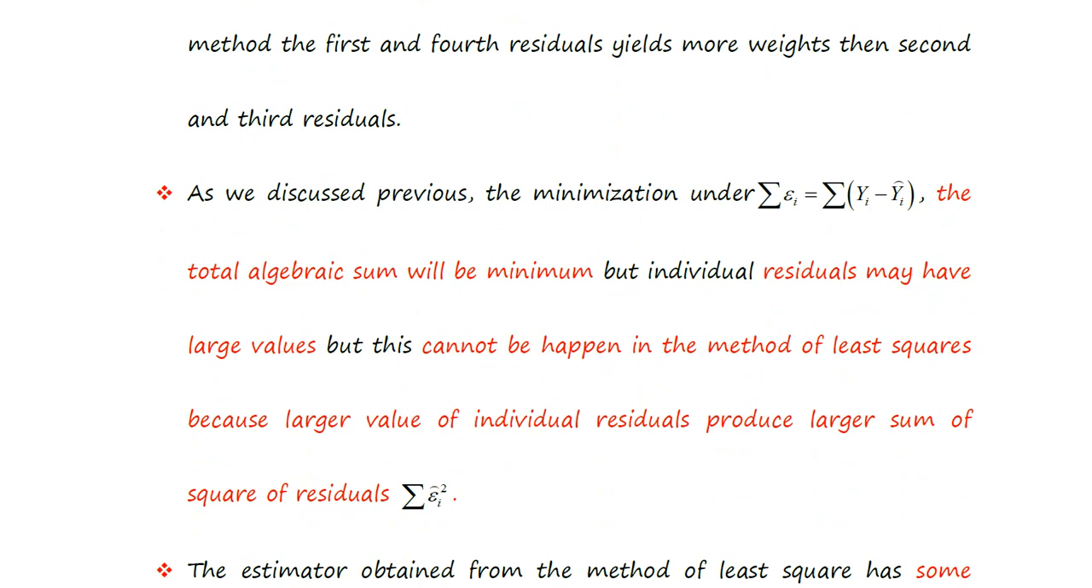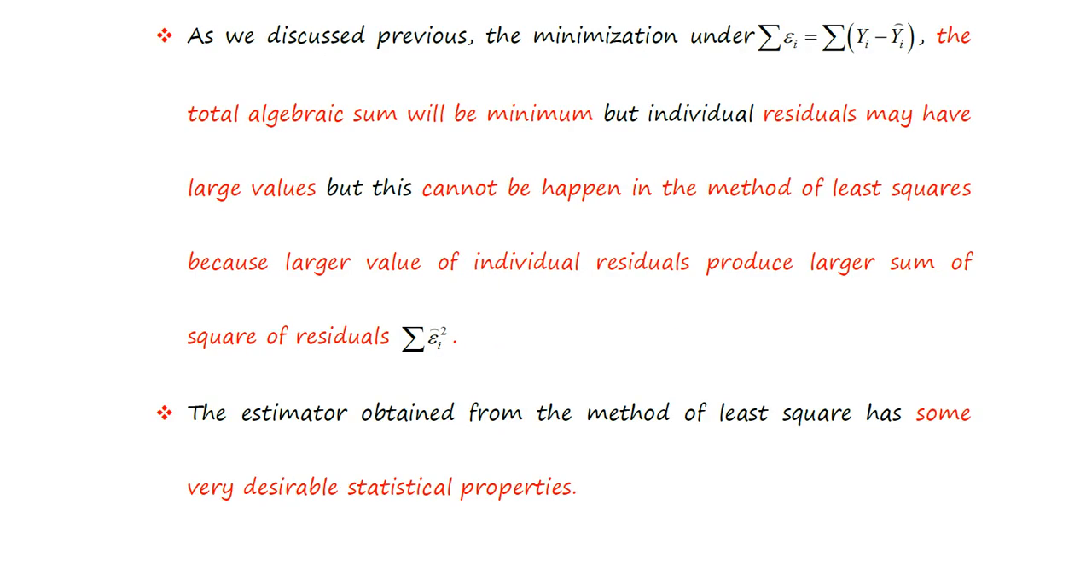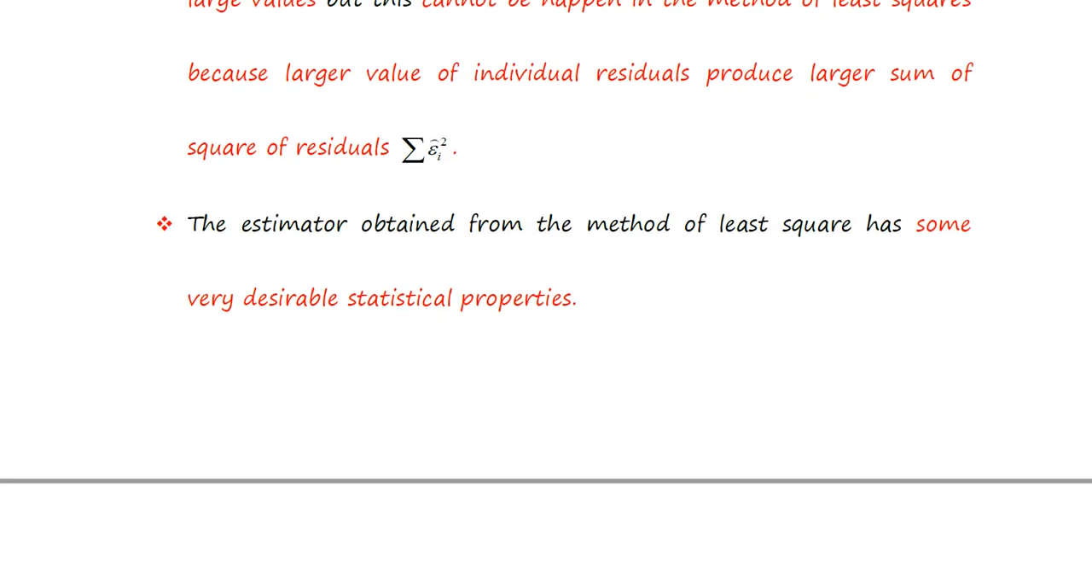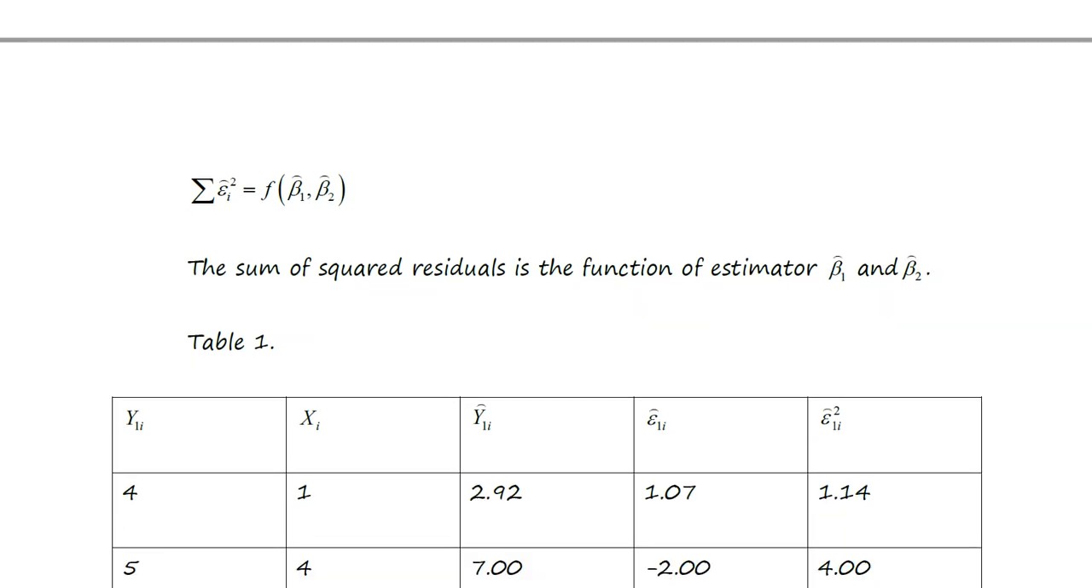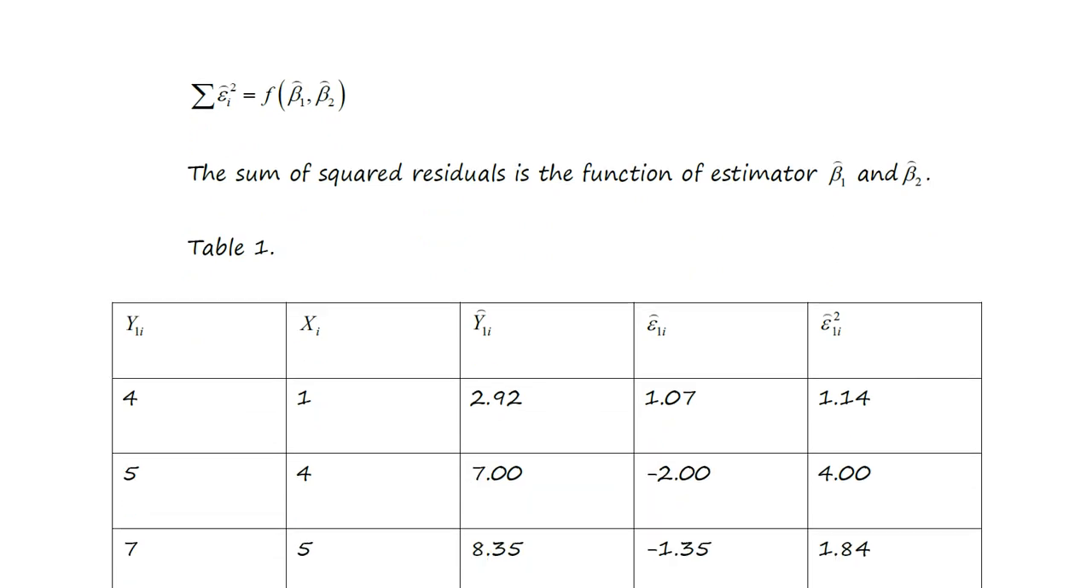As we discussed previously, by minimizing the error term, the sum of yi minus y cap, the algebraic sum will be minimum, but individual errors may have larger values. But this cannot happen in the method of least squares, because larger values add to a larger sum of squares of residuals.